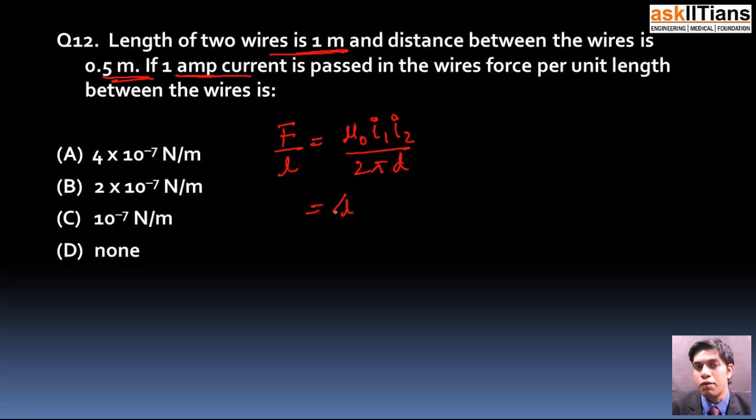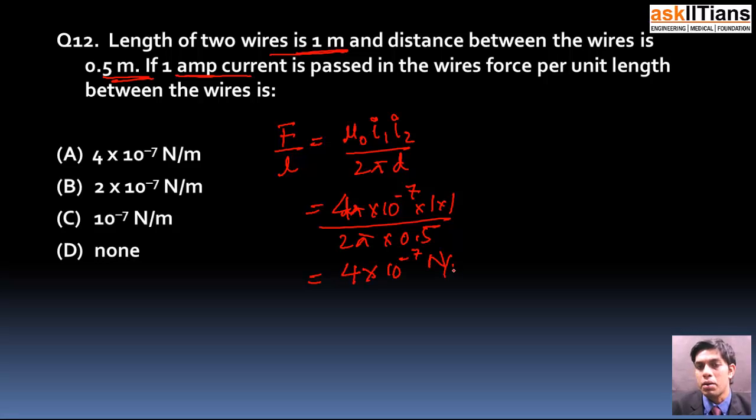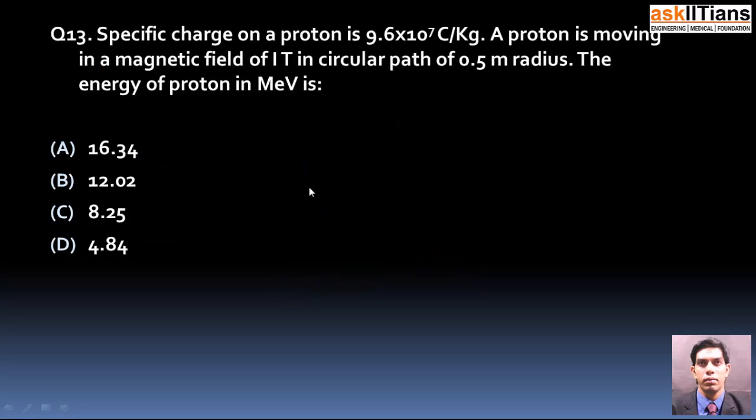So it's 4 pi into 10 to the power minus 7 into 1 into 1 divided by 2 pi into 0.5. This comes out to 4 into 10 to the power minus 7 Newton per meter. That's the force per unit length. Hence A is the correct answer. So let's try the next question.